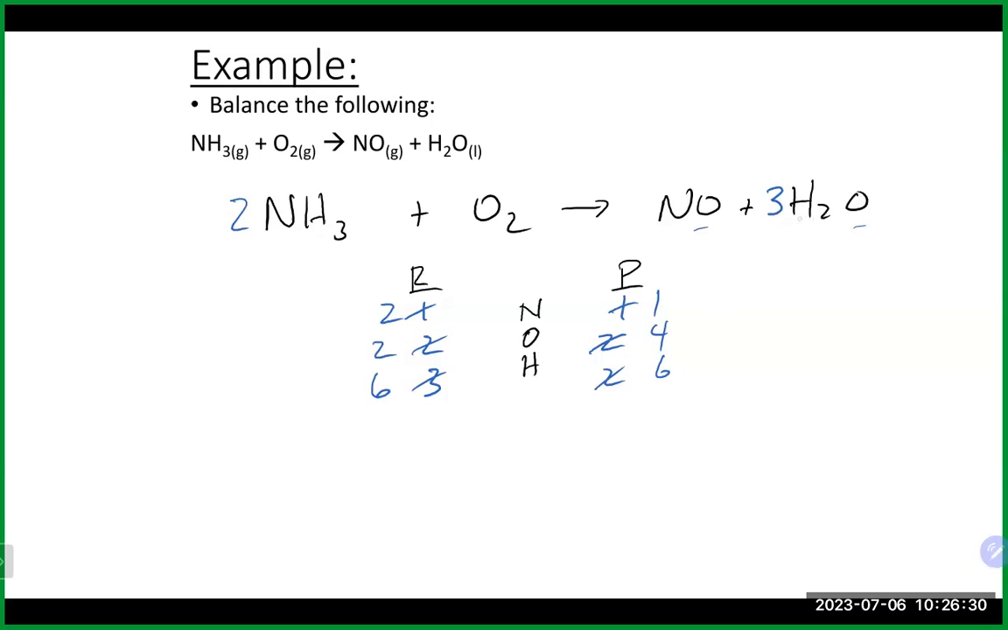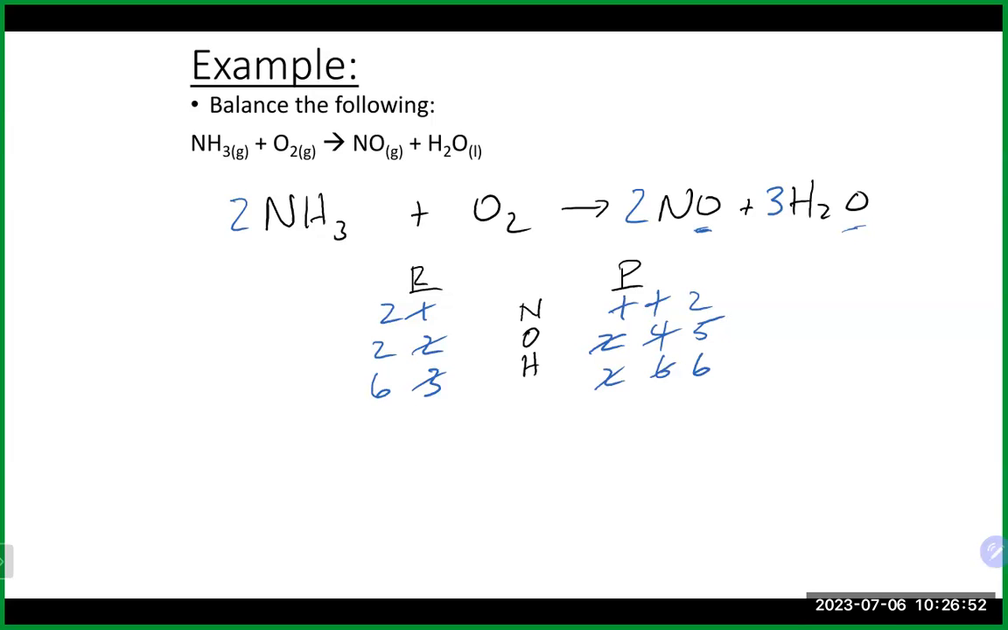Again, the probably easier thing to balance at this point is going to be the nitrogens, as it's only in one place on each side. So we're going to do a 2 over here. That gives us 2 nitrogens. That gives us 2 oxygens in the first one and 3 more there. Gives us 5. And we have 6 hydrogens in this case.